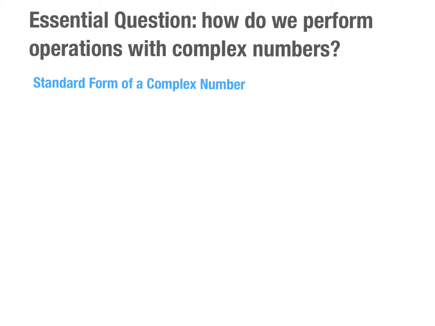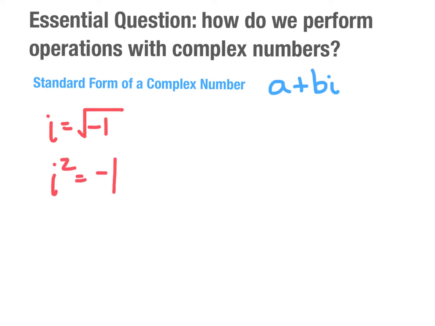Alright, so just to remind us, a standard form of a complex number is a mix of real and imaginary, a plus bi. And then we also need to remember what this i is. Remember that i is the square root of -1, and because of that, i squared would just be -1. That's important to remember here in a second. Just for a quick example of that, 3i squared would be equal to what? -3.